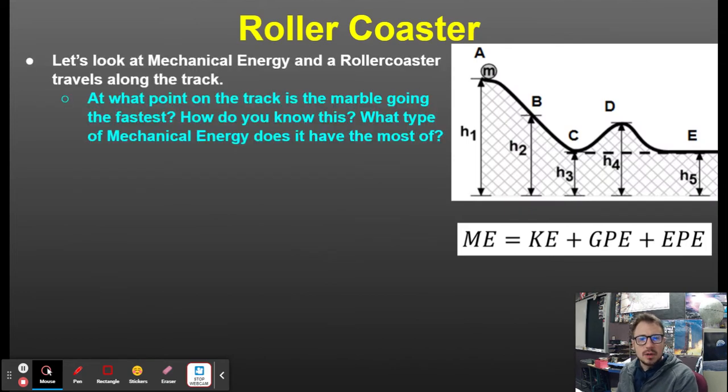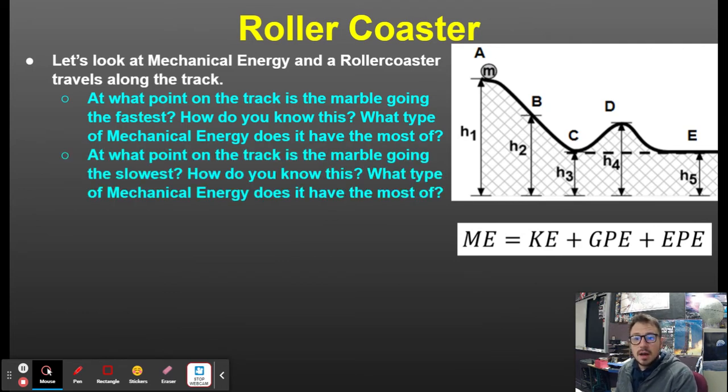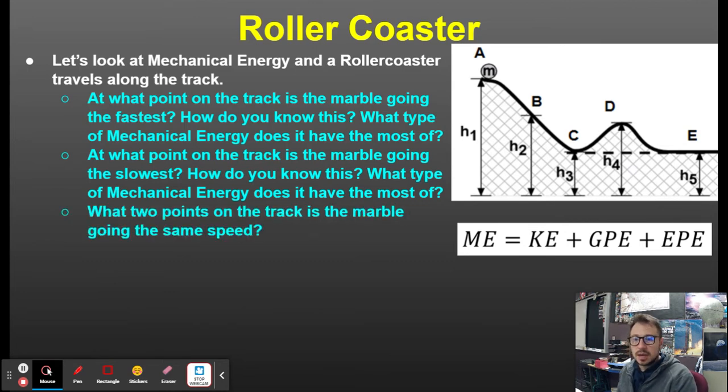So if we look at a roller coaster, right? At what point on the track is the marble going the fastest? Well, it's going to be at the lowest point. So C and E, well, they're going to be going the same speed. Now, at what point on the track is the marble going the slowest? Well, it's going to be at point A, at the highest point. That's where most of that energy is gravitational potential energy. At what 2 points on the track is the marble going the same speed? C and E, because they're at the same height.